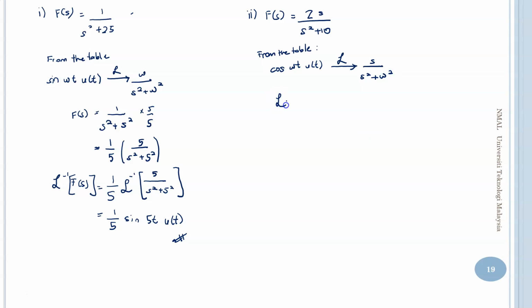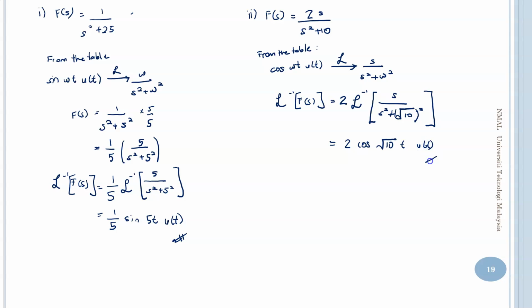To perform the inverse Laplace transform of F(s), the 2 you can put as the constant, then the inverse Laplace transform of s divided by s squared plus something. To make this omega squared, you put square root 10 squared. Square root 10, and then you square again, you will get 10. So this should be 2 cos square root 10 t u(t). This is the answer for question number 2.